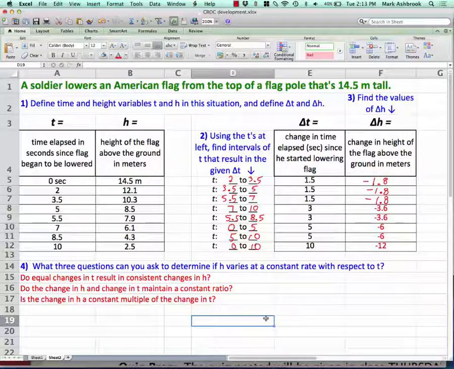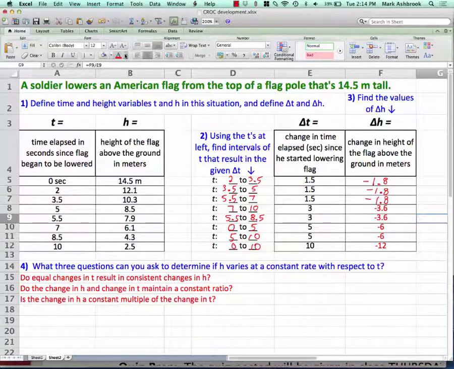Okay, how about, does the change in H and the change in T maintain a constant ratio? How would we check that? Is it Nathan? So we're going to check to see if change in H and change in T maintain a constant ratio. What would we do? Divide the change in height by change in time. Just pick one of them? Yeah. And then we're done? You divide it by the change in time. Okay, all right, so I'll do that here.